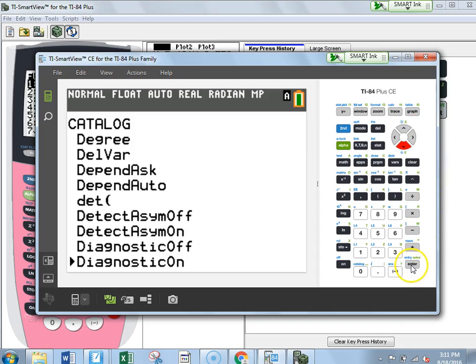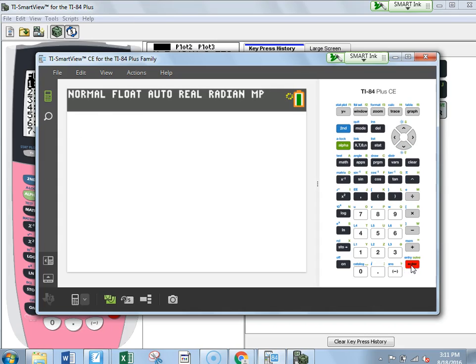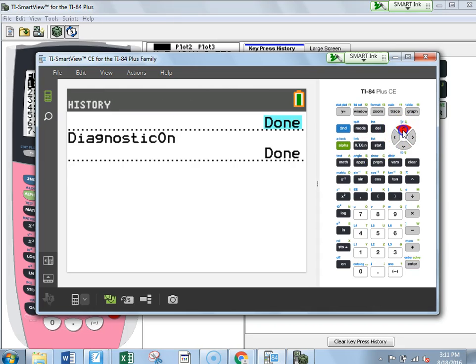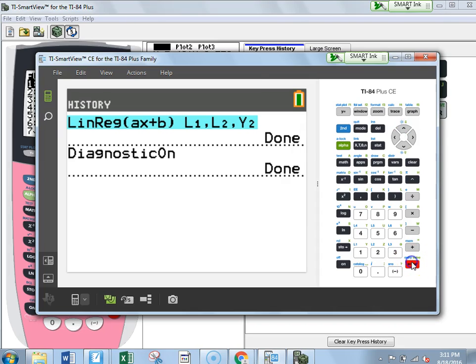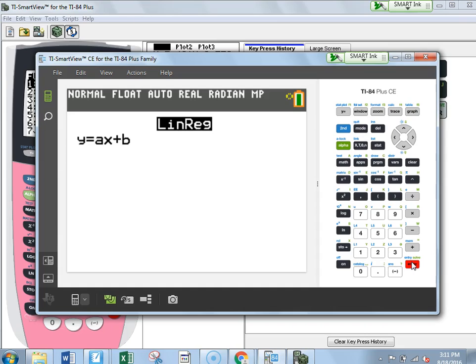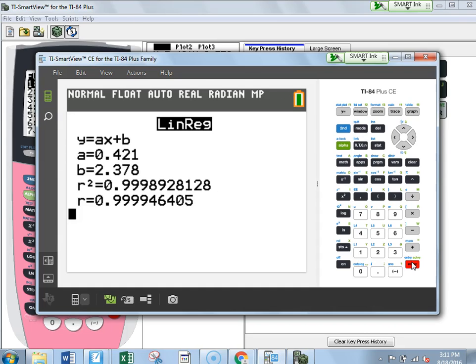When you get to diagnostic on, you hit enter, enter again, and all you get is done. It turned it on, but now you have to recalculate the line. And honestly, if you have one that scrolls, you can scroll back up here and just hit enter, and now it will redo it. And it will give you the R value. Who's still not getting an R? Did you already have an R value?